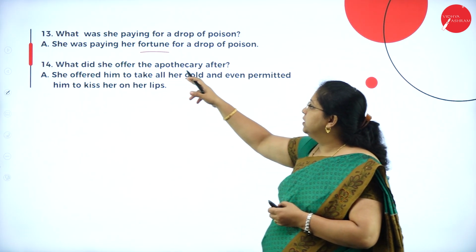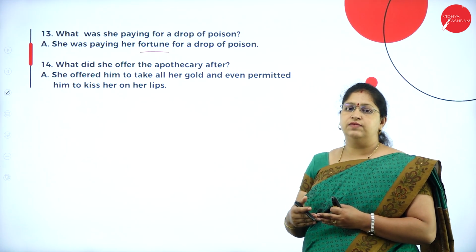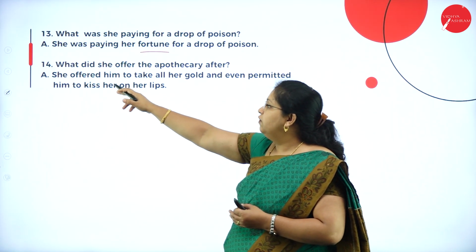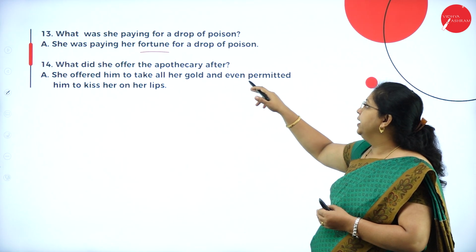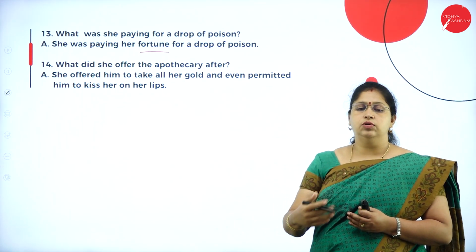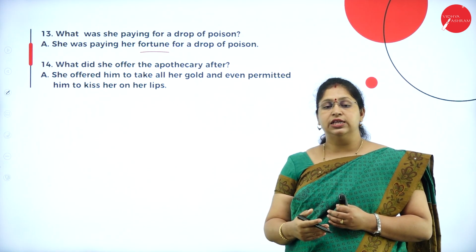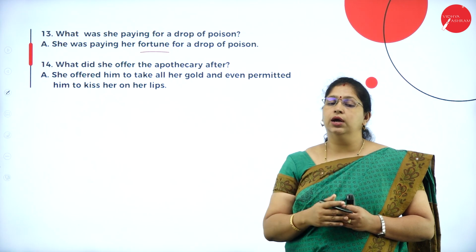What did she offer the apothecary after that? So after offering jewels, everything, what did she offer? She offered him to take all her gold and even permitted him to kiss her on her lips. She was ready to give all the money, all the gold she had, and even if he is not satisfied, she allowed him to kiss her on her mouth.